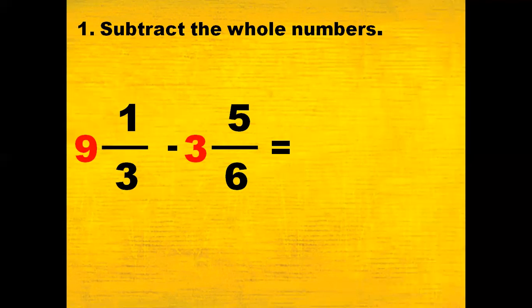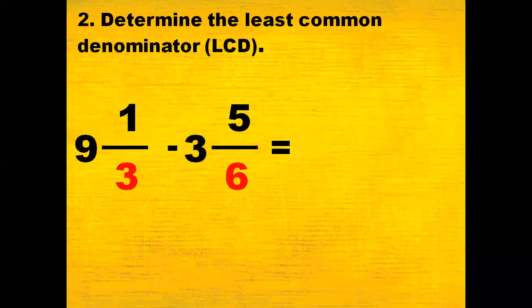Subtract the whole numbers. So we have 9 and 1/3 minus 3 and 5/6. So our whole numbers here are 9 and 3. So 9 minus 3, the answer is 6. Step number 2. Determine the LCD or the least common denominator of the given fractions. We have 9 and 1/3 and 3 and 5/6. Their denominators are 3 and 6.